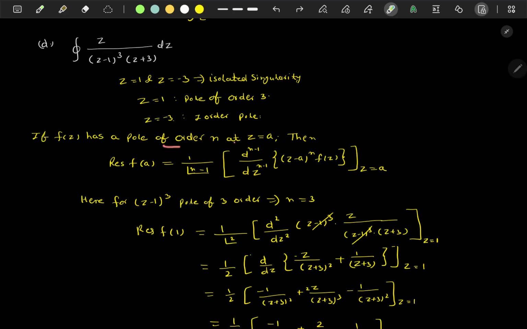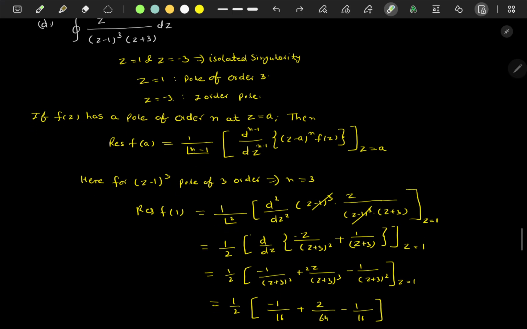So you know how we are solving it: if f(z) has a pole of order n at z equal to a, then we have the formula to find the residue of that function. So what is the formula? 1 upon factorial n minus 1 times the (n minus 1)th derivative of (z minus a) raised to n times f(z) at z equal to a. So here we have a pole of order 3 at z equal to 1. So 1 upon factorial n minus 1, meaning 1 upon factorial 2, times the double derivative of the whole function.